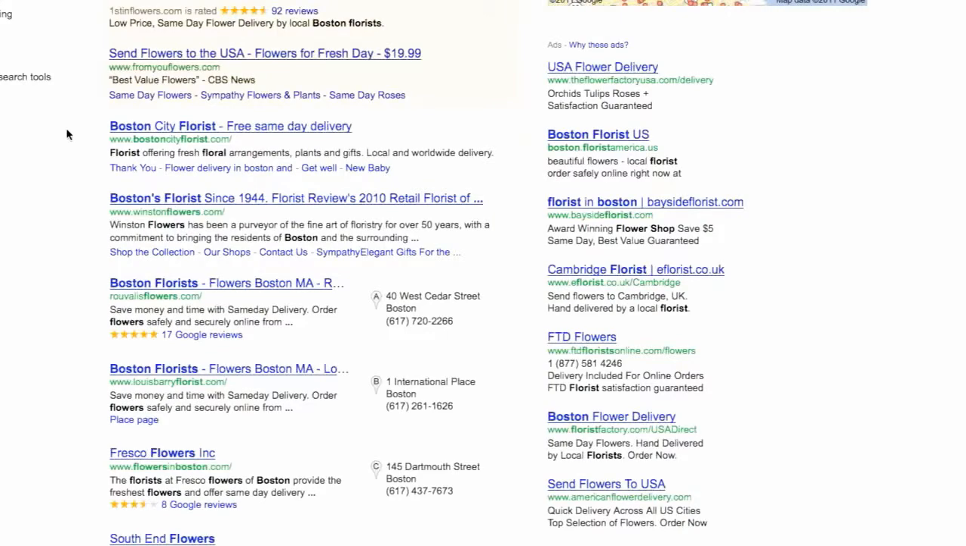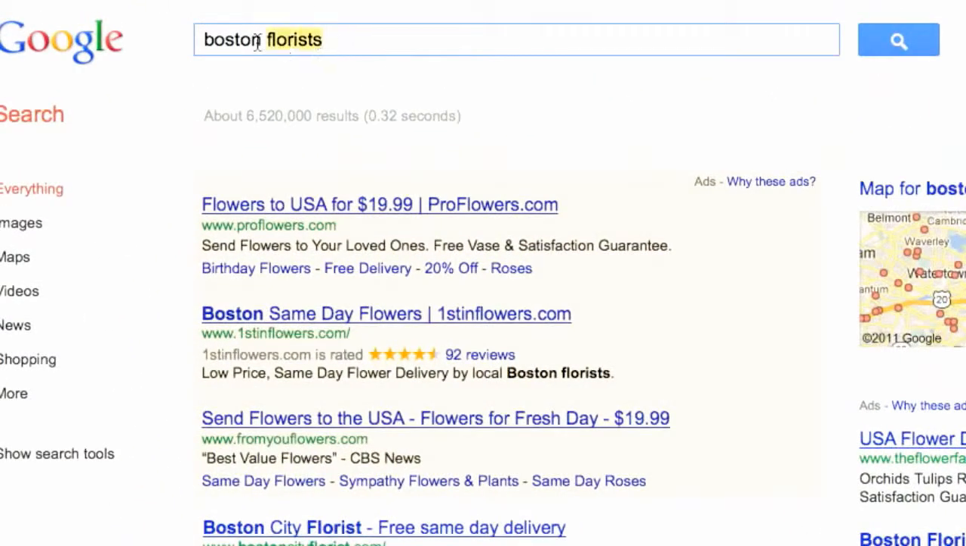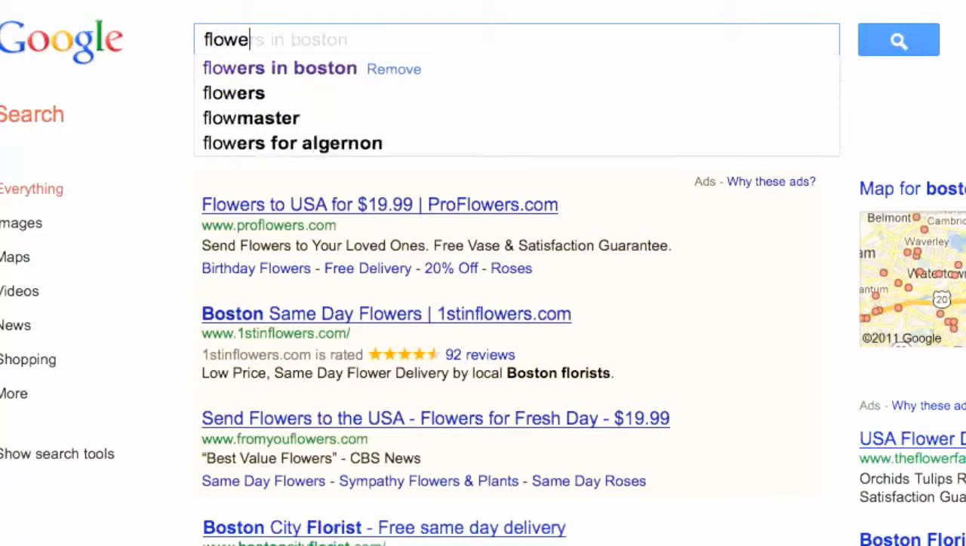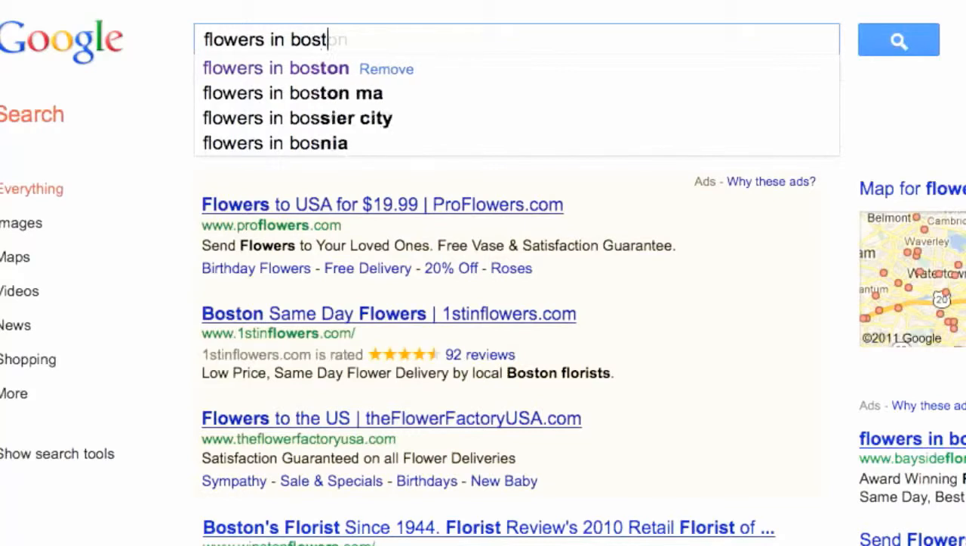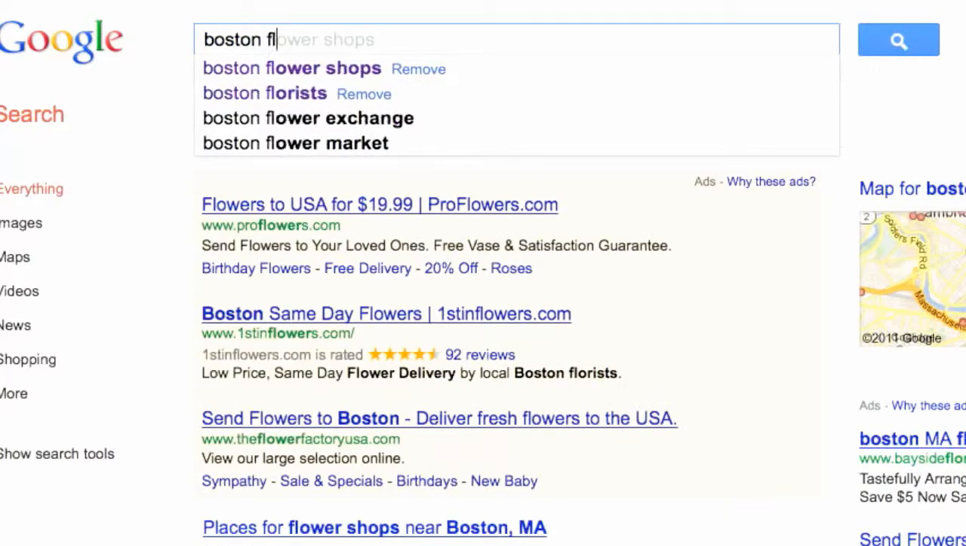Okay, so you're a Boston florist. But how many people, when searching for a business like yours, will type in precisely Boston florist? Some, maybe, but certainly not all. If I were sitting there in front of my computer in Boston, I personally would type in something like flowers in Boston. Or maybe Boston flower shops.